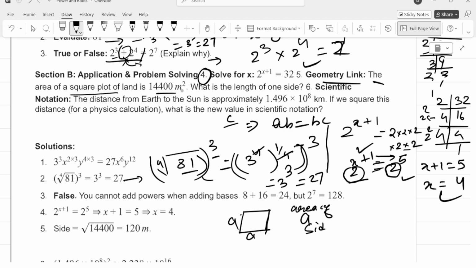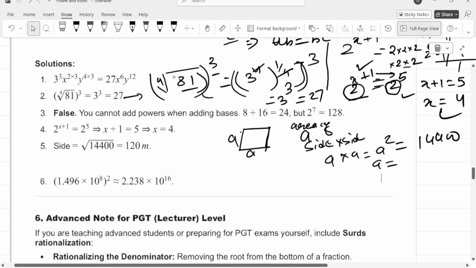Side into side. Here side is length and breadth is equal, so directly we write a into a, a square is equal to, what is the value given, 1140.